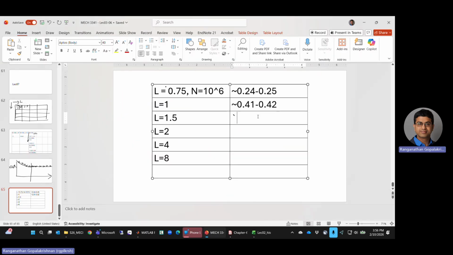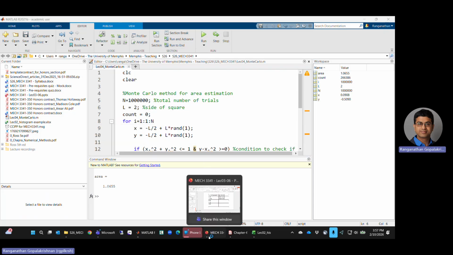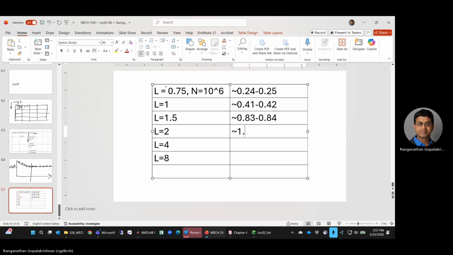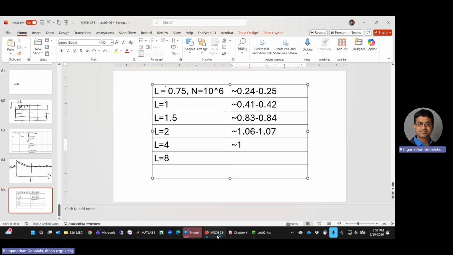For 1.5, what are you getting? 0.83 to 0.84. And for L equals 2, we are getting 1.06 to 1.07 as we did before. And for L equals 4, what are we getting? If you want, you can include L equals 3 also. For L equals 3, I'm getting again 1.06 to 1.07.